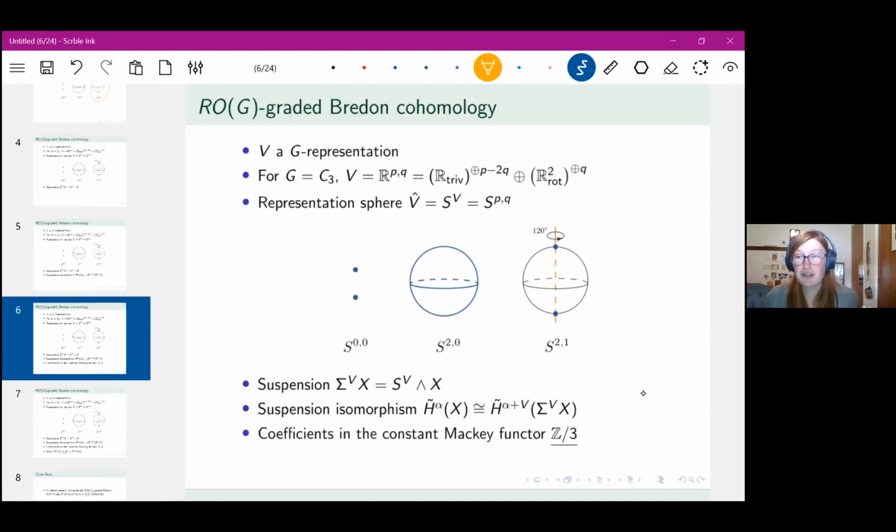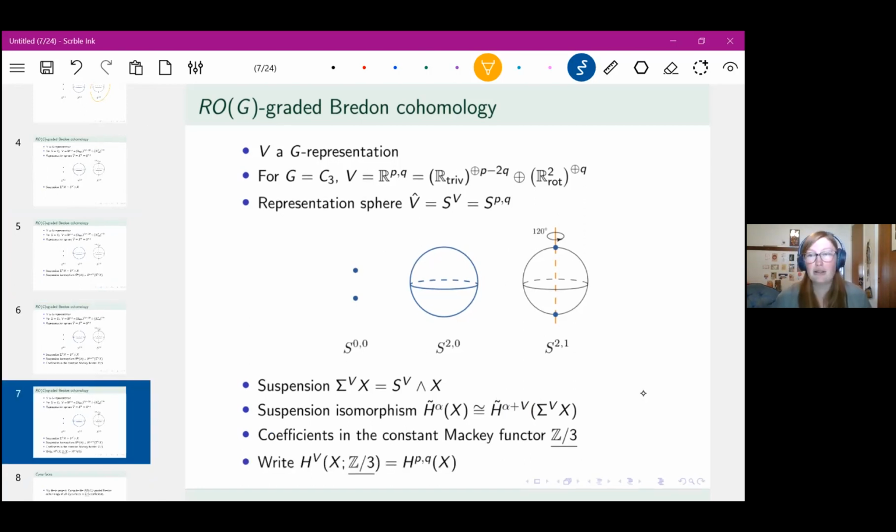So this cohomology theory takes coefficients in a Mackey functor, but I am working specifically with the constant Z/3 Mackey functor. So I'm going to suppress that notation going forward. And I just want us to think of this, for the purpose of this presentation, as analogous to singular cohomology with Z/3 coefficients. And again, another piece of notation here is since V is completely determined by these values of P and Q, I'm going to consider this to be a bi-graded theory, and I will just be grading over P and Q.